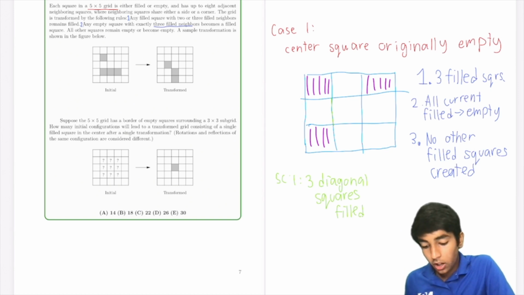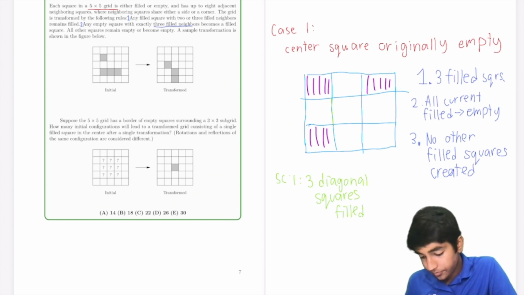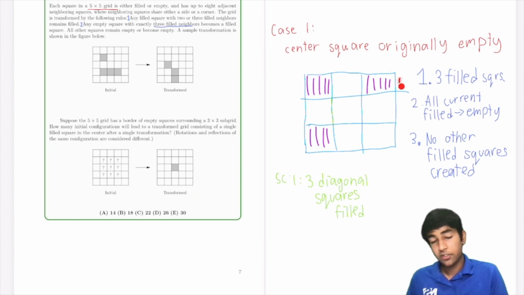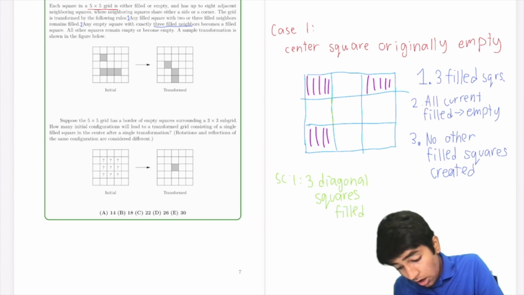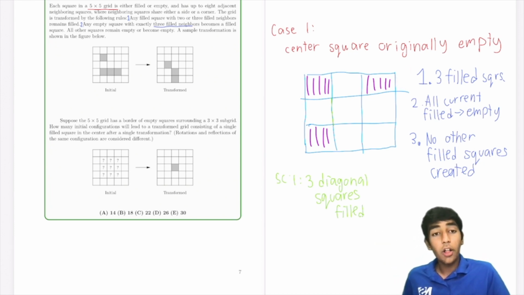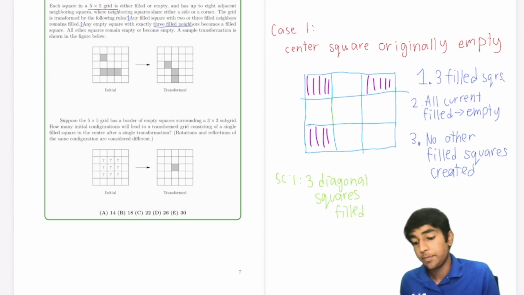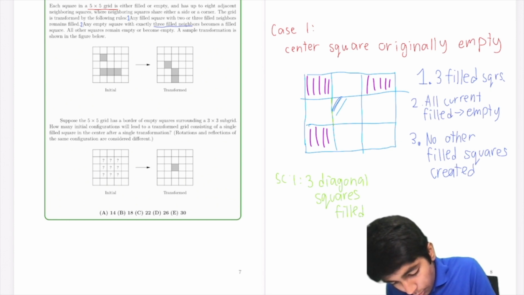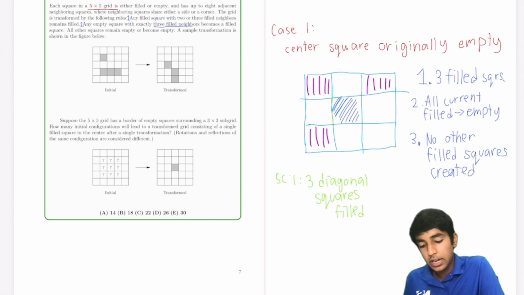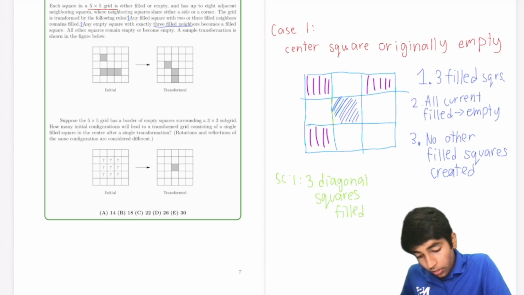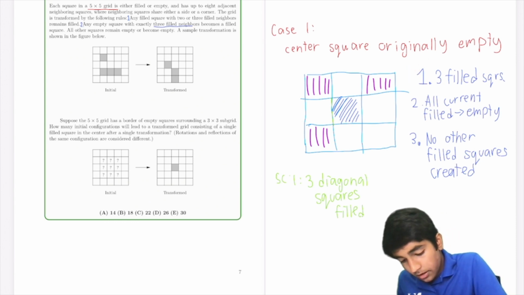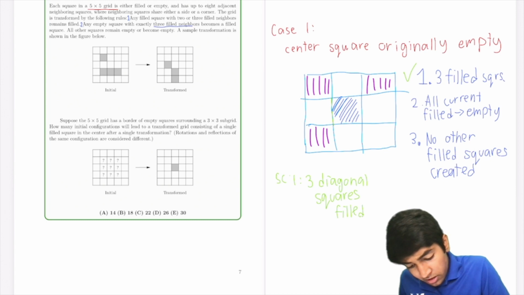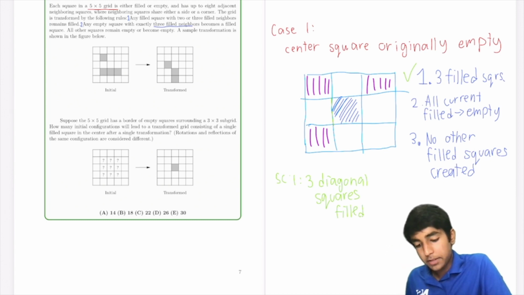So for such a 3 diagonal filled case like this, does it work? First of all, the center square. What I'll do is in blue, I'll mark all the squares that will be filled after the transformation. After the transformation, this square will be filled, right? Of course, the center one. It has 3 purple neighbors. Condition 1 is obviously satisfied already. The second condition: all currently filled squares become empty, besides, of course, the center one, which is not even filled.